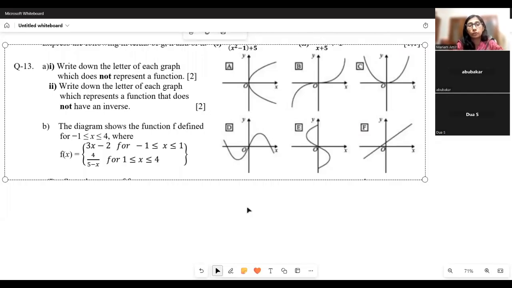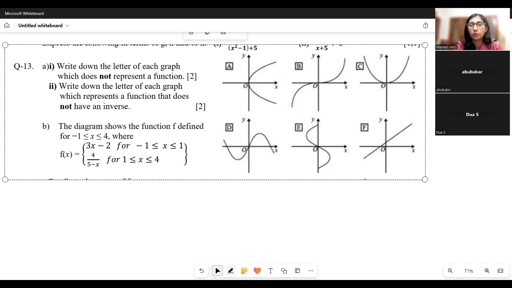Question number 13 of the worksheet functions. Write down the letter of each graph which does not represent a function. How do we tell if a graph is a graph of a function? Through the vertical line test.